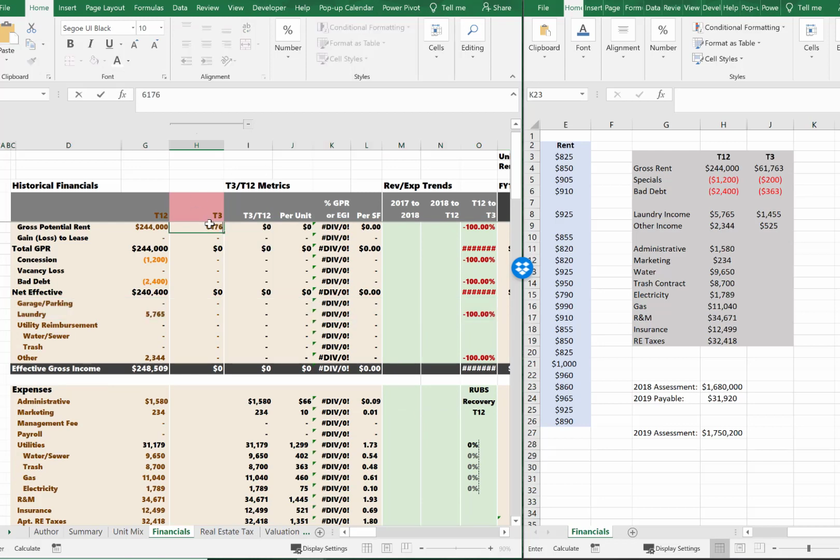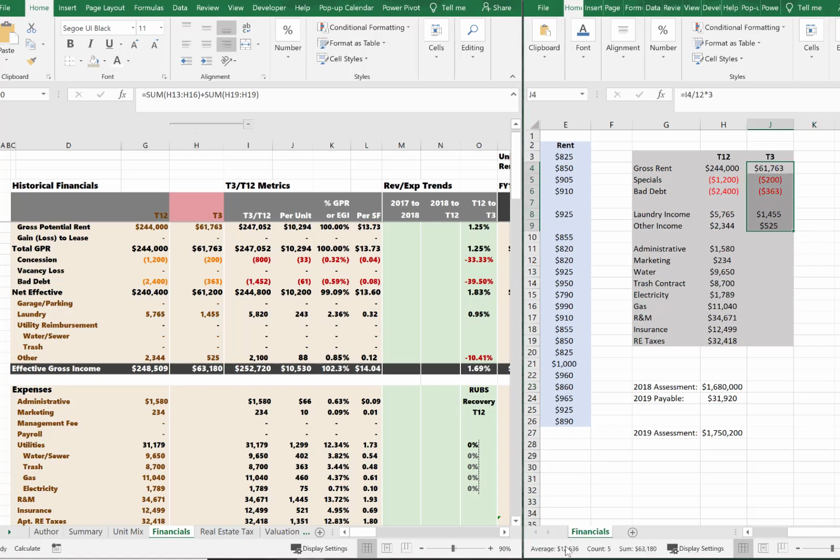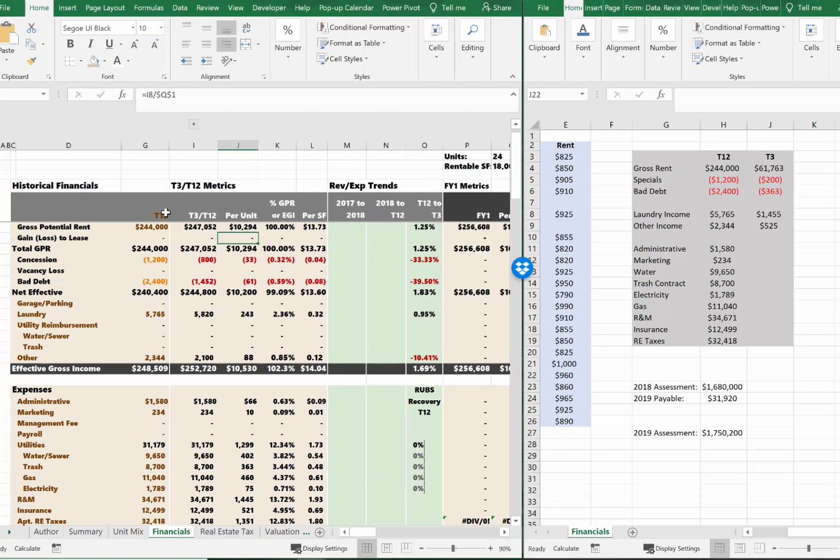61,763 minus 200 minus 363 for bad debt. Laundry is going to be 1455, and other income will be 525 for a total of 63,180. I'm just going to highlight over this and confirm 63,180. Okay, so we entered everything in correctly. Now I'm going to hide this column so I only see the annualized T3 amounts. It's highlighted pink just so you know that it might look a little more intuitive. And I'm going to go ahead and make this T12 text white so I know that it's inputted correctly and I don't need to worry about it anymore. So it breaks down the T3, T12 metrics.